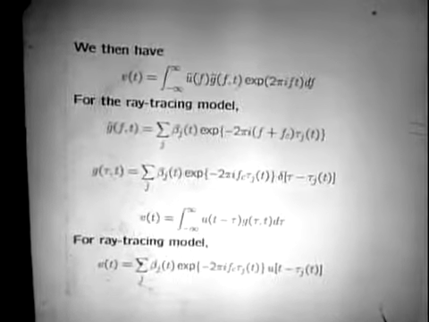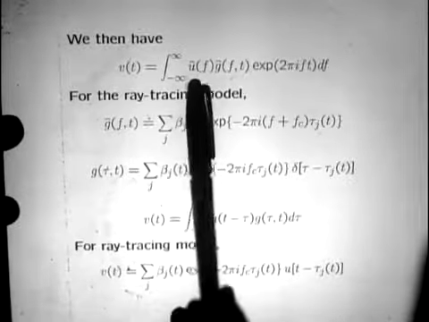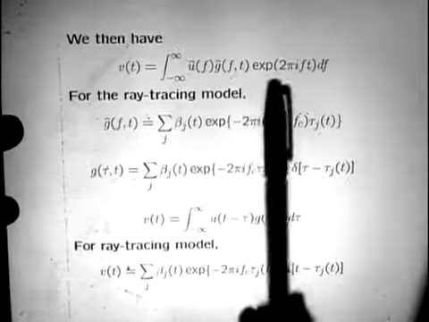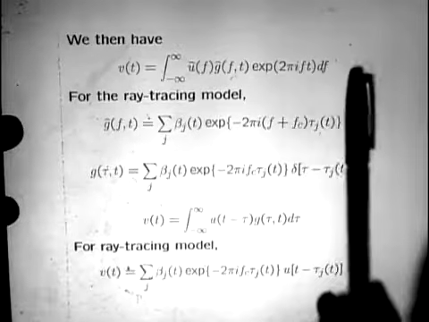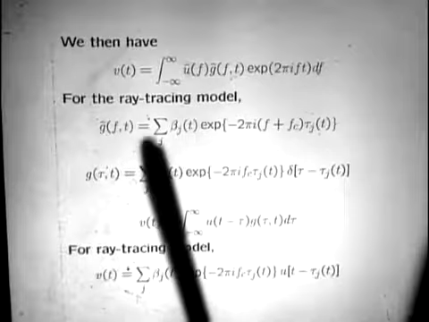So you wind up then, and this is pure analogy to what we did before, with the output being the integral of the Fourier transform of the input, times the system function for the baseband filter, times e to the 2 pi i f t df. Same equation as we had before, but before we did it at passband, and now we're doing it at baseband.